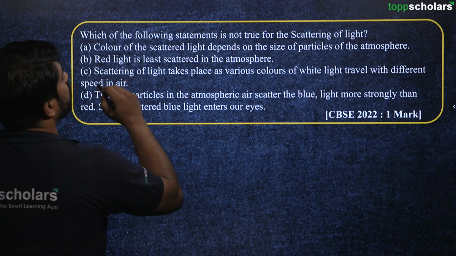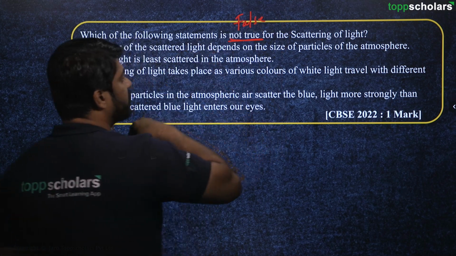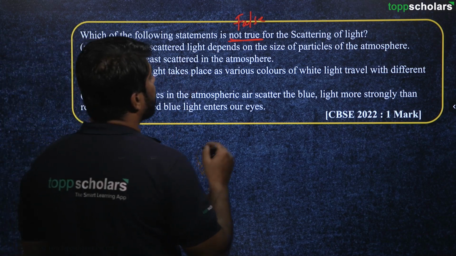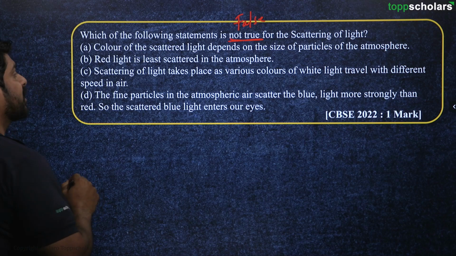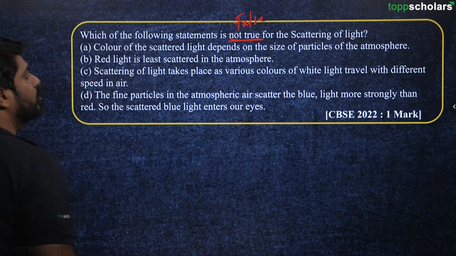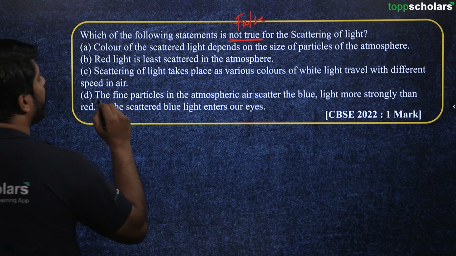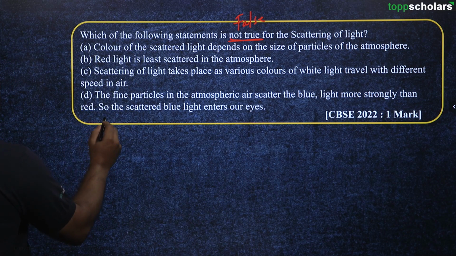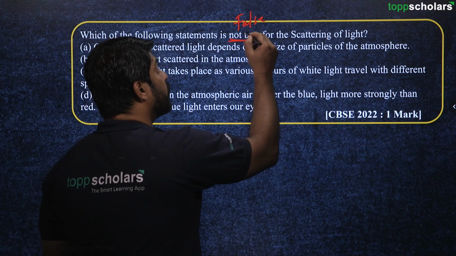Which of the following statements is not true? That means it is false. Again we have discussed this question previously also, but let's discuss again. Color of the scattered light depends on the size of the particles of the atmosphere. Second statement is red color is least scattered in the atmosphere. Then scattering of the light takes place as various colors of the white light travel with different speed in air. Then the last statement is the fine particles in the atmospheric air scatter the blue light more strongly than the red. So the scattered blue light enters our eyes. So these are the four statements given and we have to find out which one is false.